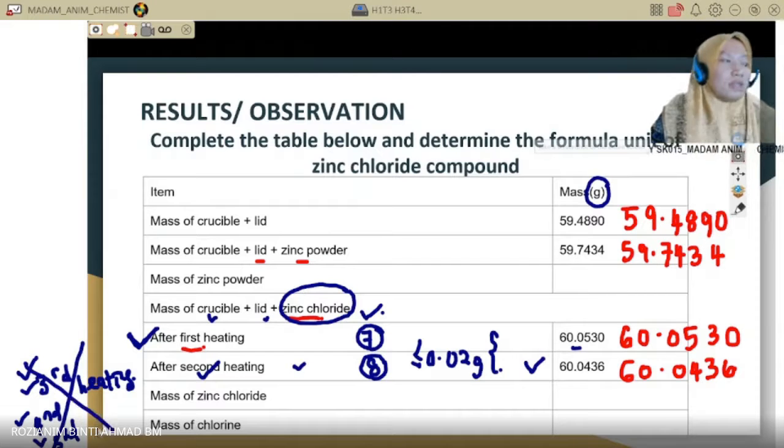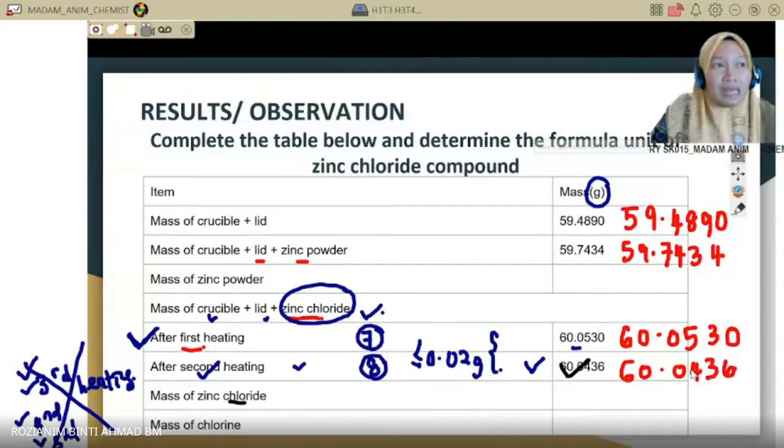and the rest data. So, data yang mana kita akan pilih as our reference to measure the mass of zinc chloride? Sebab target kita adalah zinc chloride. The final data. Because the final data here, we can trace this product ataupun this mass of the compound is totally dry.